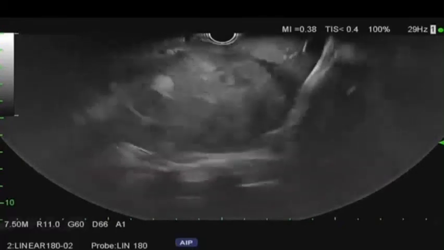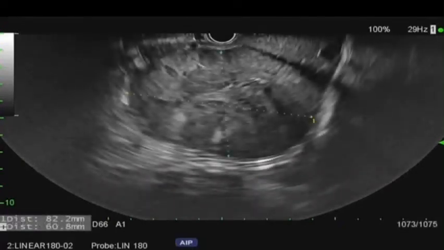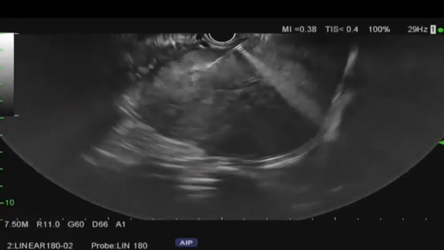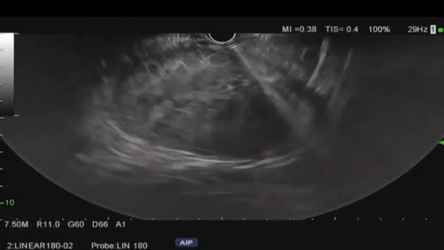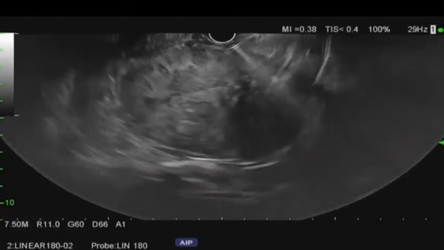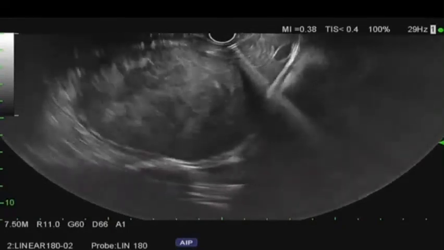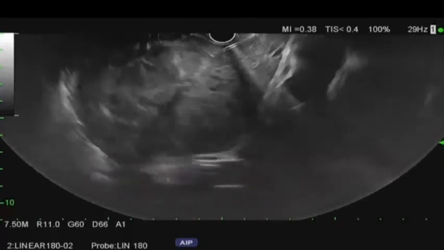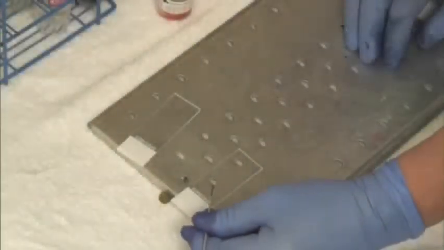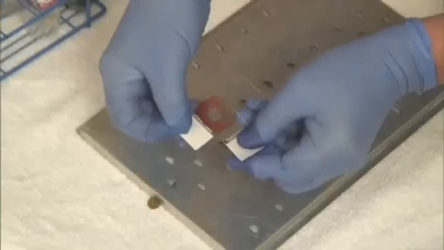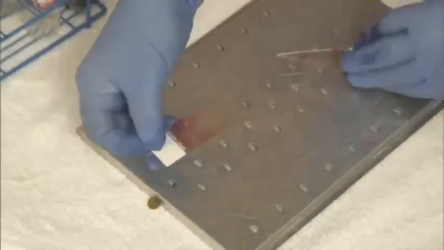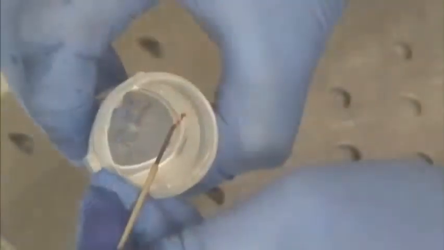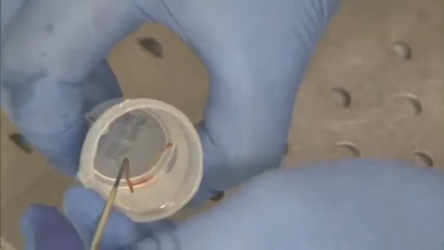EUS guided biopsy of the mass was performed using a 19 gauge FNB needle. A fanning technique was done. A small amount of the FNB sample was prepared on a slide for rapid on-site evaluation. The remainder of the FNB sample was placed in a container containing formalin, showing long pieces of core tissue.